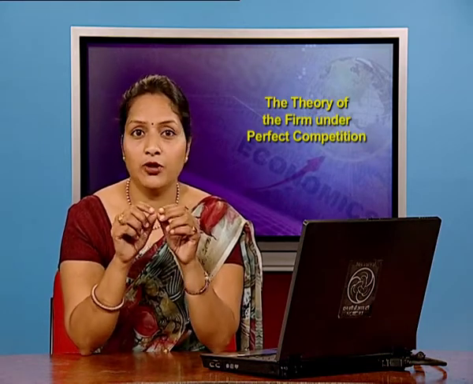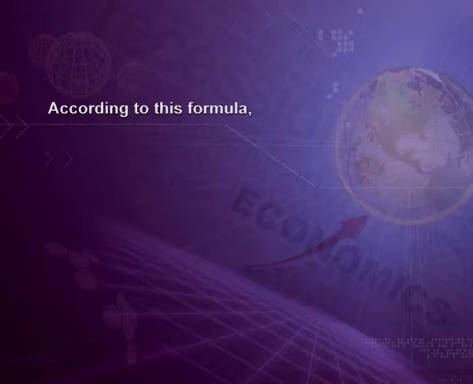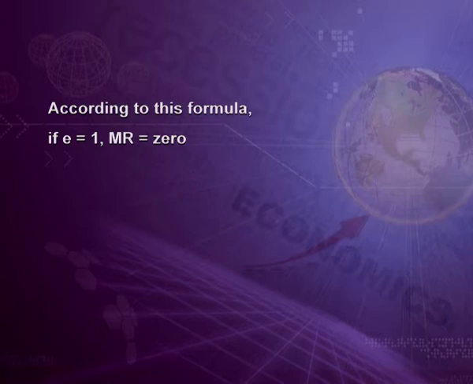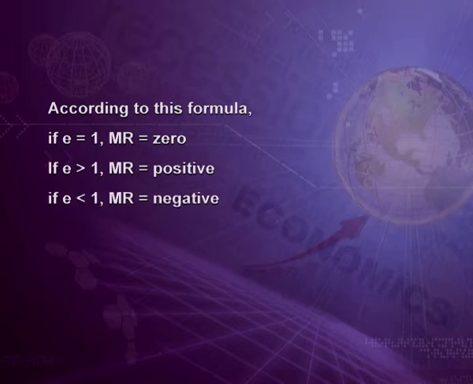Now analyze the formula. According to this formula, if elasticity is equal to 1, then marginal revenue will be calculated as 0. If elasticity of demand is greater than 1, then marginal revenue will be positive. And if elasticity of demand is less than 1, marginal revenue will be negative.